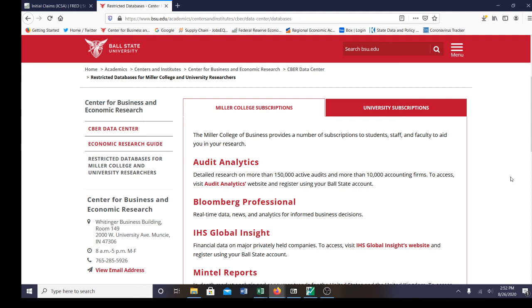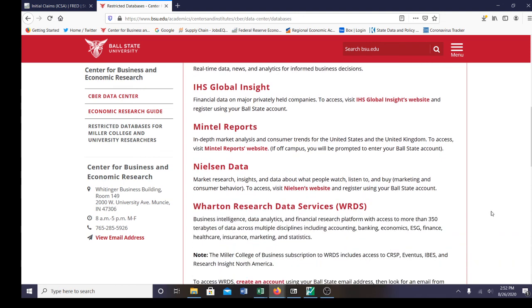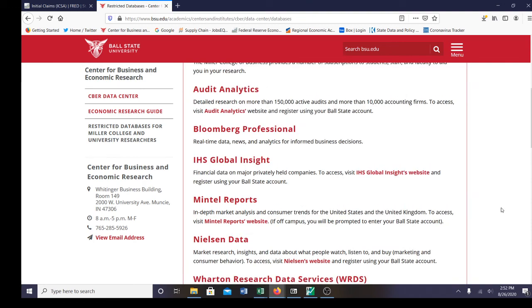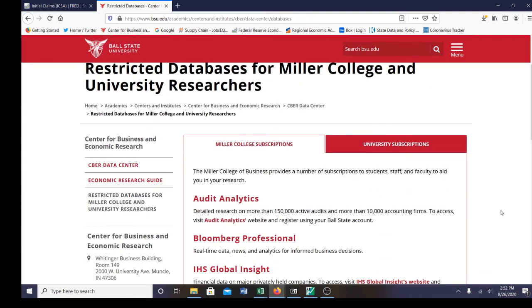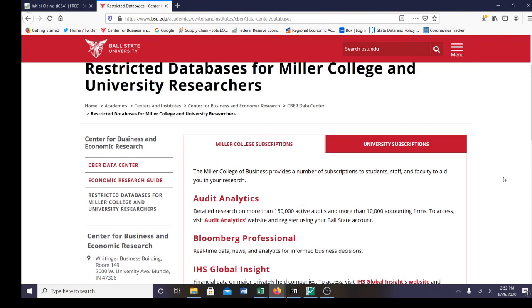Some of these will be used in later classes: in accounting, maybe audit analytics or Global Insight. Finance may use Bloomberg. Marketing may use Mintel or Nielsen. And management may use the Wharton Research Data Services. So these are places where you can actually access their data, but you have to register. I don't use most of these, so I'm not registered.